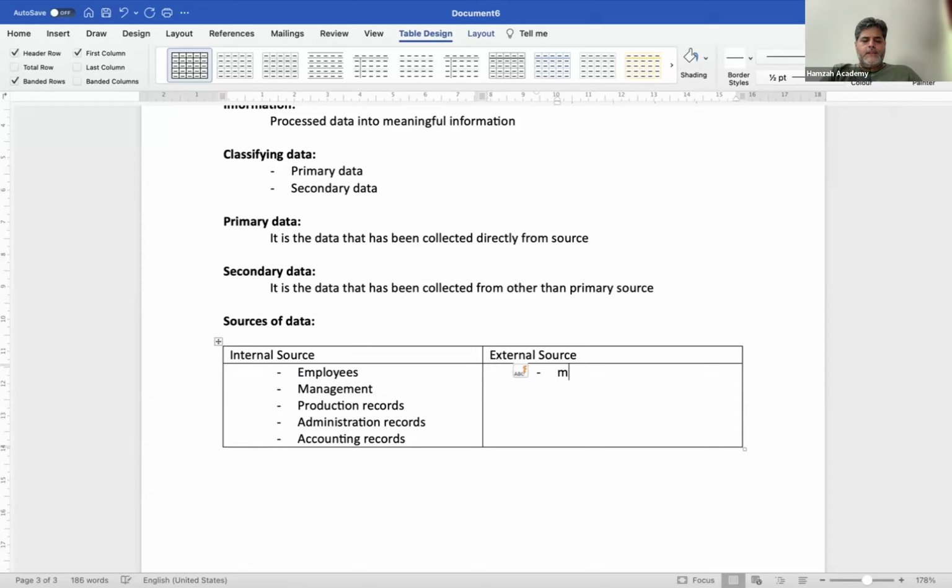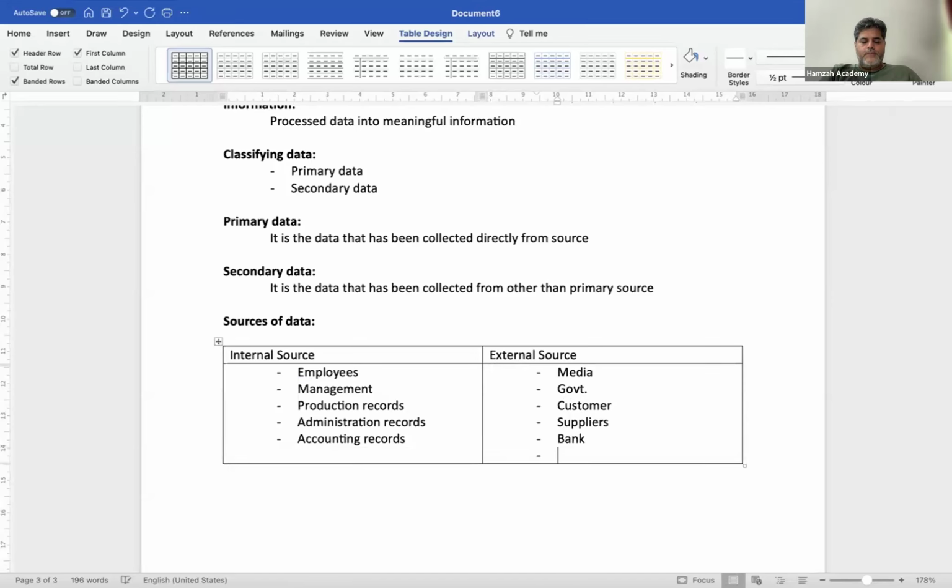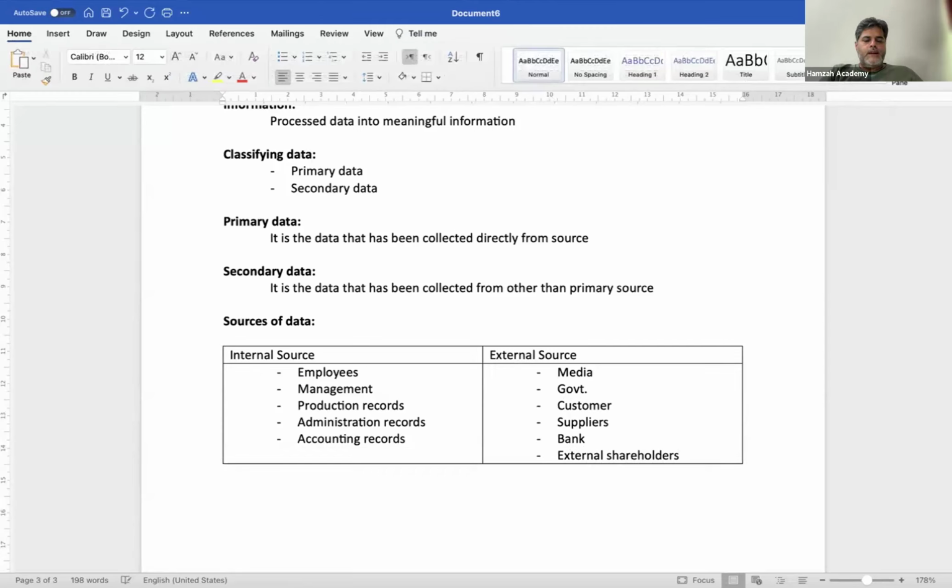Then as far as external is concerned, we have the media, the government, the customers, the suppliers, the bank, and the external shareholders as well, right? So these are the multiple sources of data that we have.